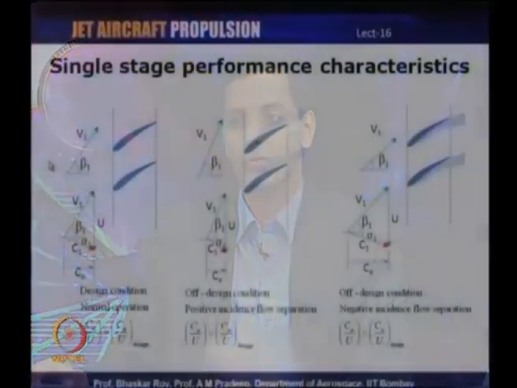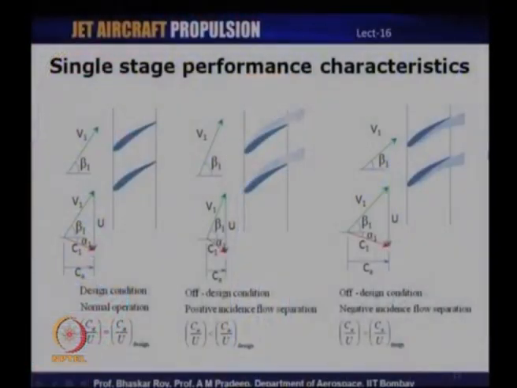So, let us take a look at three different cases here. The first case is when C A by u is actually equal to the design condition. Then we have the stage performing normally, that is normal operation under design condition of this particular stage. So, the velocity triangle with the relative velocity entering the stage at an angle beta 1 and absolute velocity C 1 entering at alpha 1.